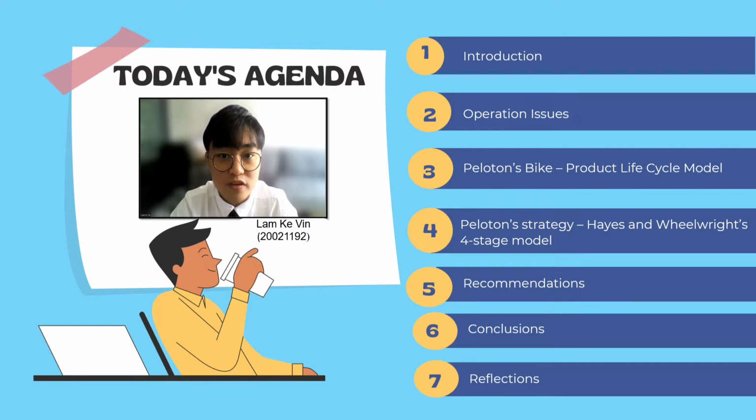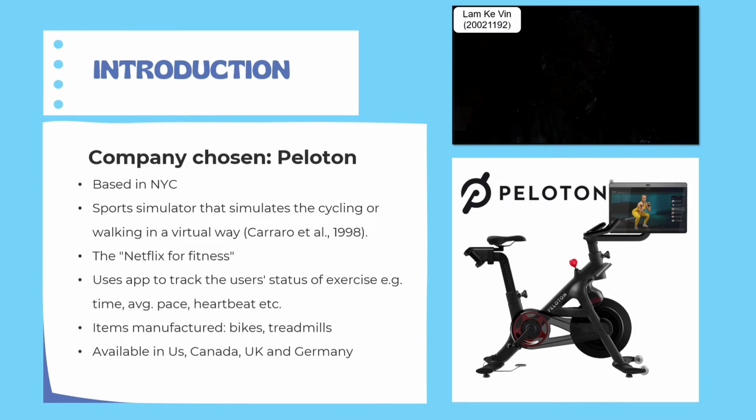For our presentation, we will start off with a short introduction on what Peloton Interactive Incorporated is, and also state the operation issues that arise in the company when producing this specific product. We will also use the product lifecycle model to differentiate and analyze the Peloton product that we are researching. And we will also give the Peloton strategy by using Hayes and Wheelwright's four-stage model. We will also give recommendations for the operation issues and conclude our presentation with our own respective reflections.